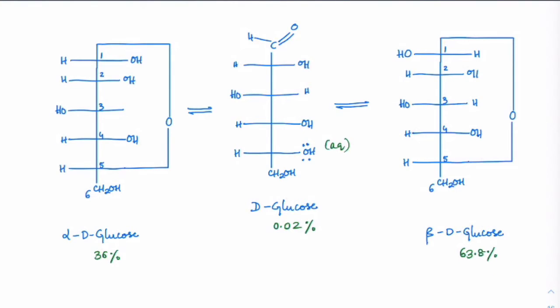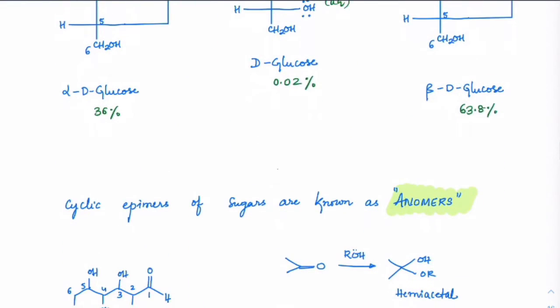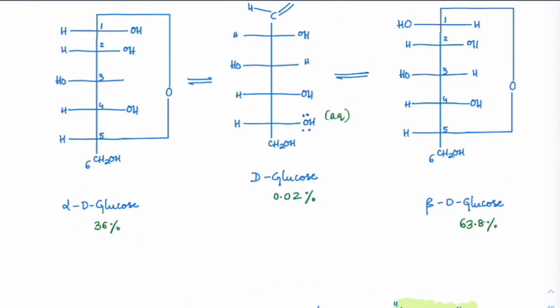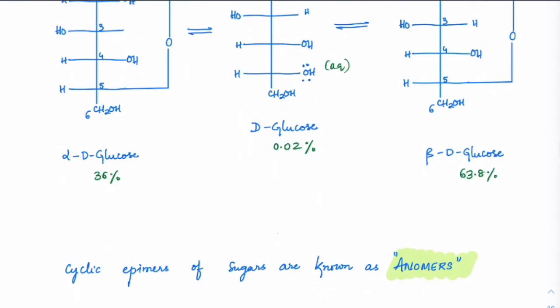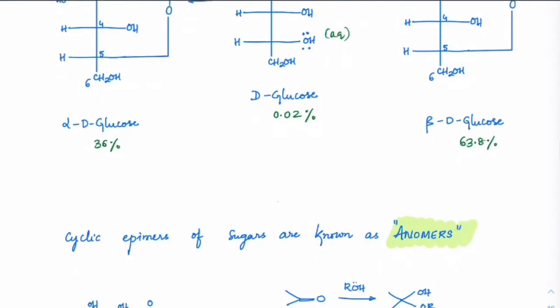Everybody understood that, right? And if we can separate this out using distillation, alpha D completely, in this pure form without water, and check how much angle it is making in the polarimeter, it is found to be 112.2 degrees. You don't have to remember, okay? Which means it is giving a dextro rotation.